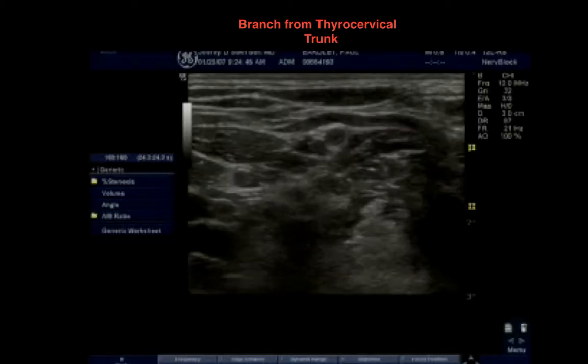Next, we will review some of the branches of the thyrocervical trunk that are commonly visualized when performing ultrasound in the interscalene region. This ultrasound image shows a prominent branch seen in long axis along the superficial surface of the cervical fascia, marked with white arrows.